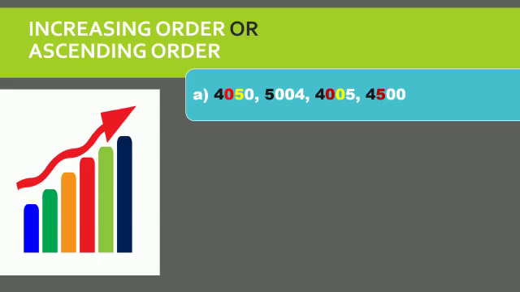So compare the digits of 4050 and 4005, you can see the tens place are 5 and 0. So which is the smallest? Yes, you got it. It's 4005. So now let's order it in increasing order. So we have 4005 followed by 4050, then 4500 and 5004.